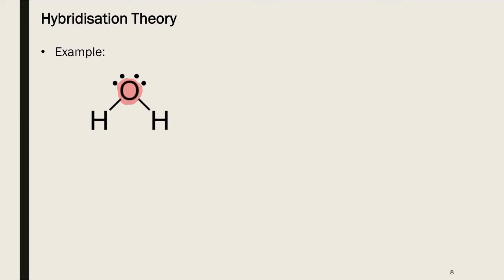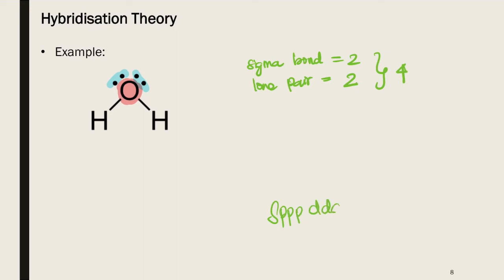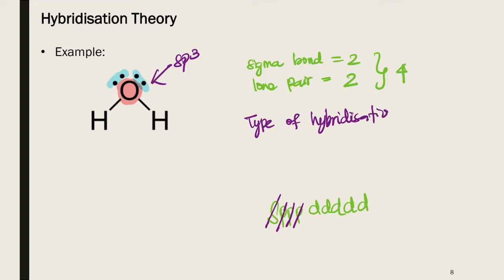Next, for the molecule of water, the central atom is oxygen. So at the central atom, the number of sigma bonds is 2 and the number of lone pairs is also 2. Therefore, the total number of sigma bonds and lone pairs is equal to 4. Okay, dan kita ulang kaedah yang saya sudah tunjukkan sebentar tadi, dan kita tahu bahawa type of hybridization for oxygen is sp3.